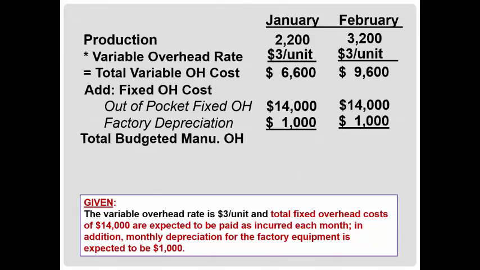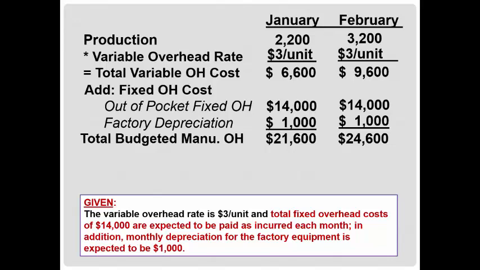So if we add our variable overhead of $6,600 plus our two fixed overhead costs of $14,000 and $1,000, we'll get $21,600 of total overhead for January. For February, it's $24,600.